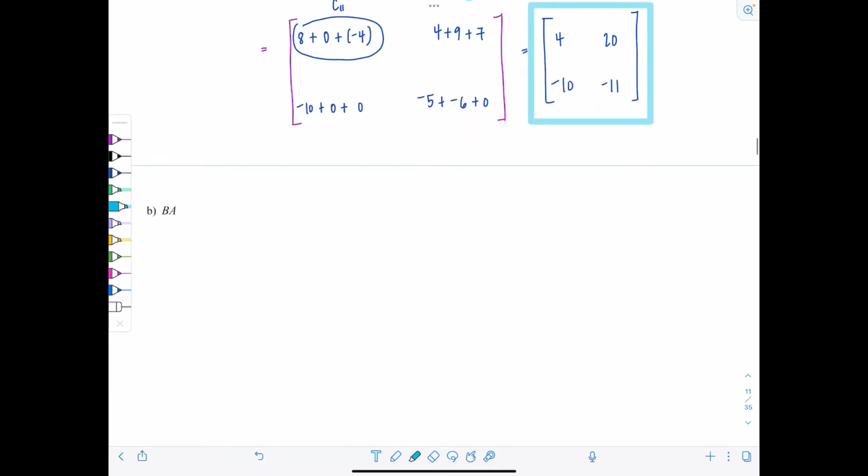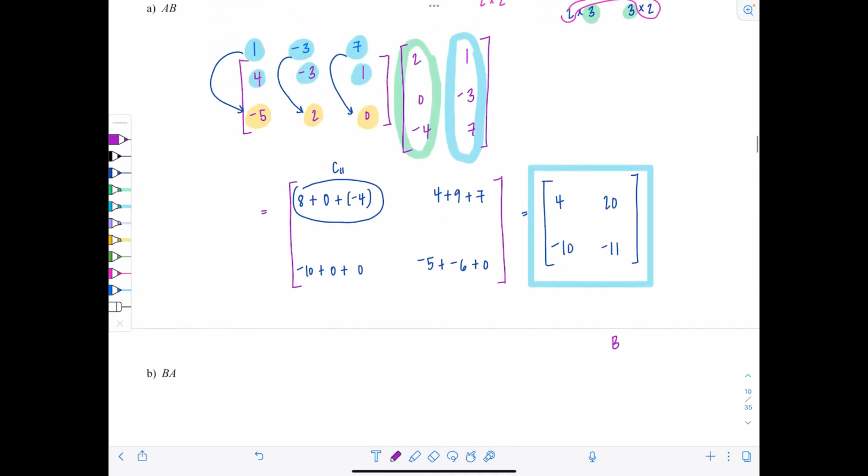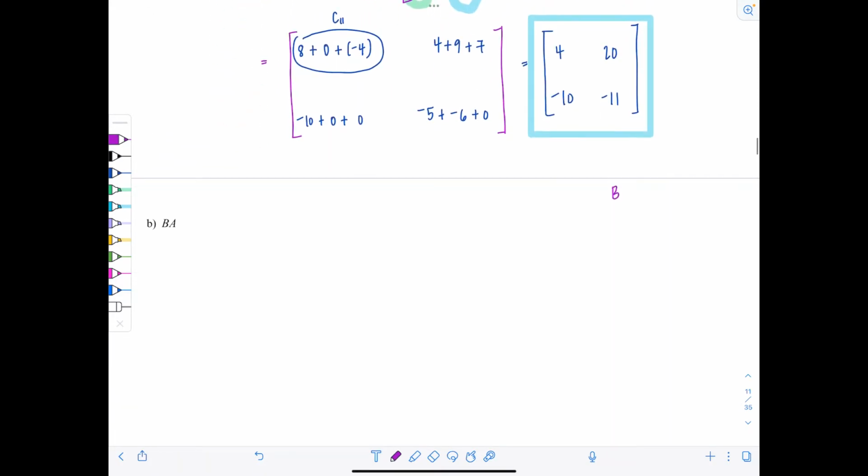Okay, let's try another one. This time it's B times A. So we found the product AB. Now they're asking us to do BA. Can we even do it? So let's see. B, remember, was size 3 by 2, and A is a 2 by 3. So yes, we can take this product because those values match up. Columns in B matches rows in A. And the size of their product is going to be a 3 by 3. So 3 rows, 3 columns this time.